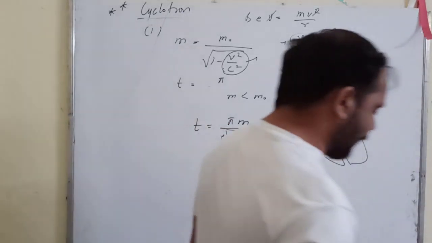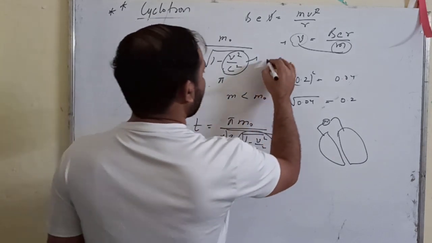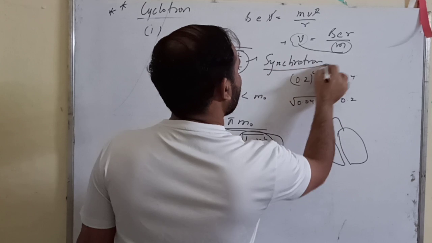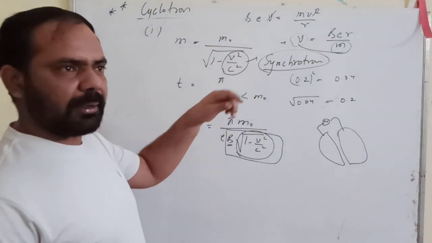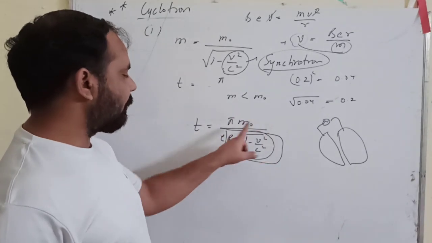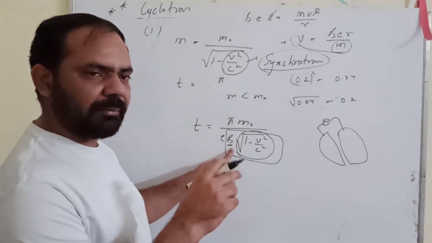If we do this thing to overcome that problem, then that type of cyclotron is called a synchrotron. Synchrotron is the particular kind of cyclotron in which the time period is made fixed by changing the strength of the magnetic field.